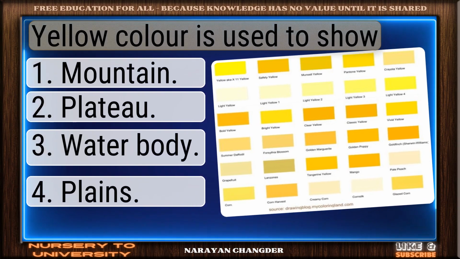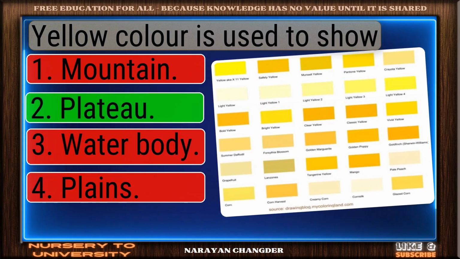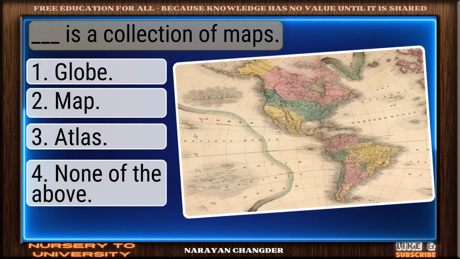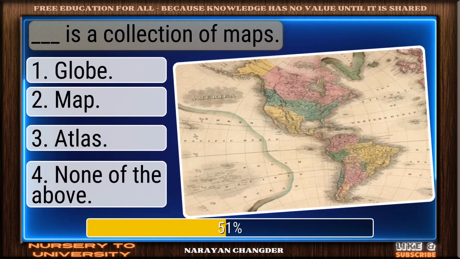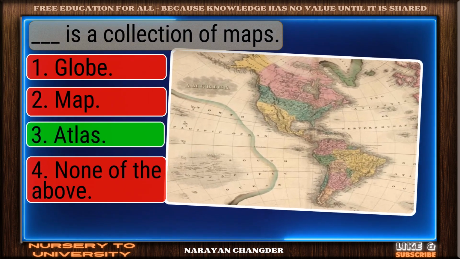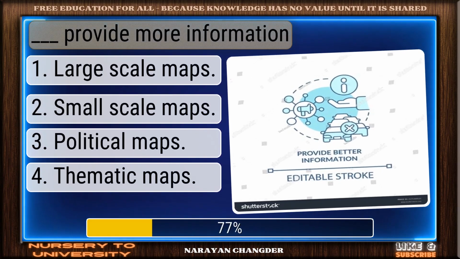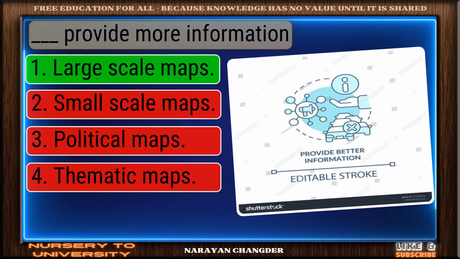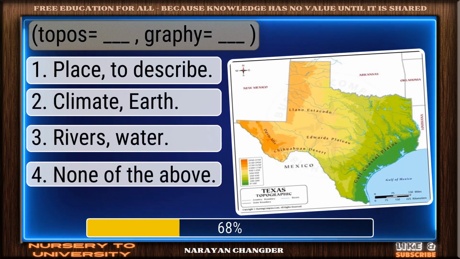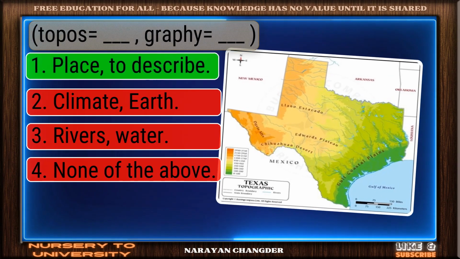Yellow color is used to show. Good thinking. Plateau is the right answer. Dash is a collection of maps. Excellent. Atlas is a brilliant choice. Dash provide more information. Bravo. Large-scale maps is the answer. On track. Place to describe is the correct answer.